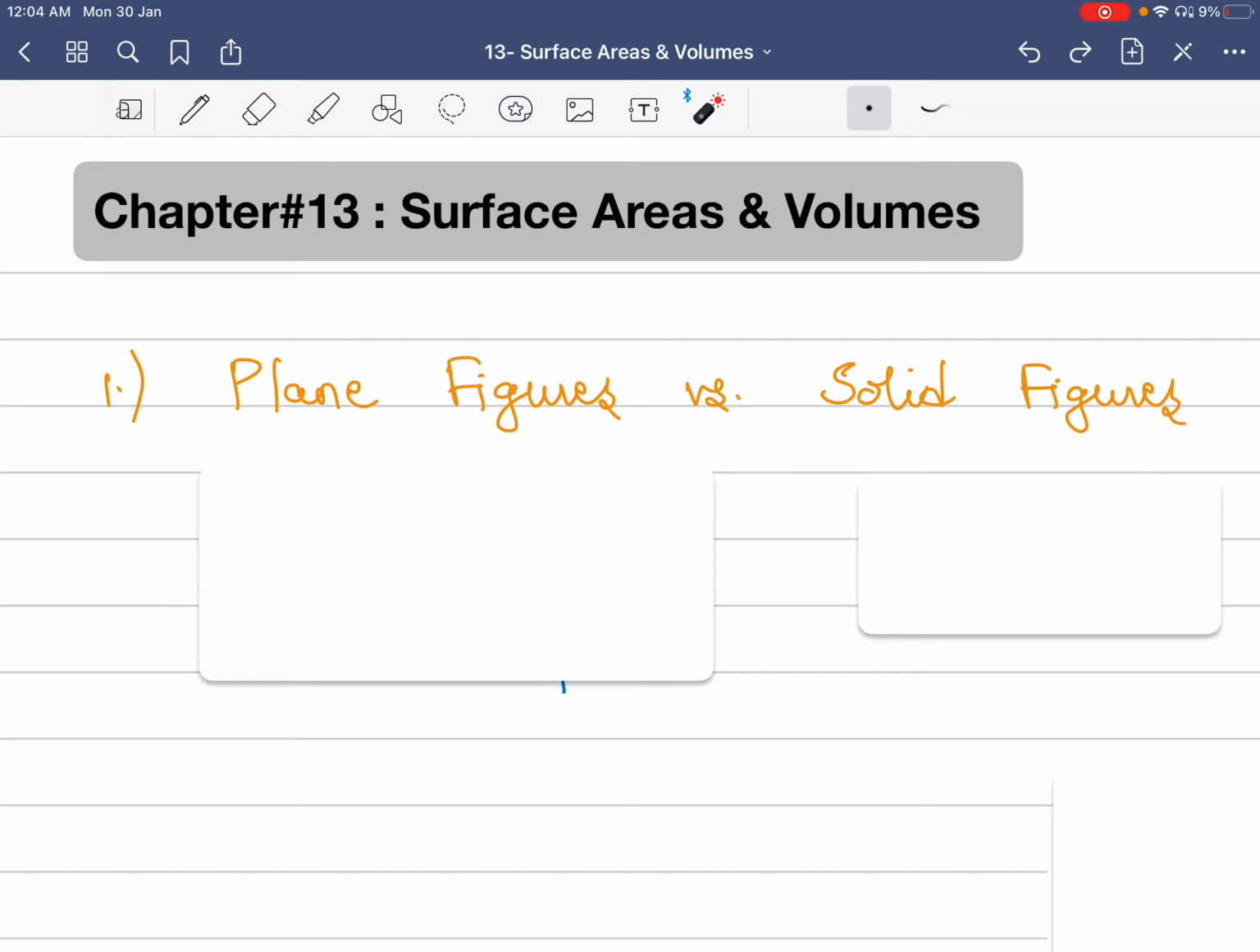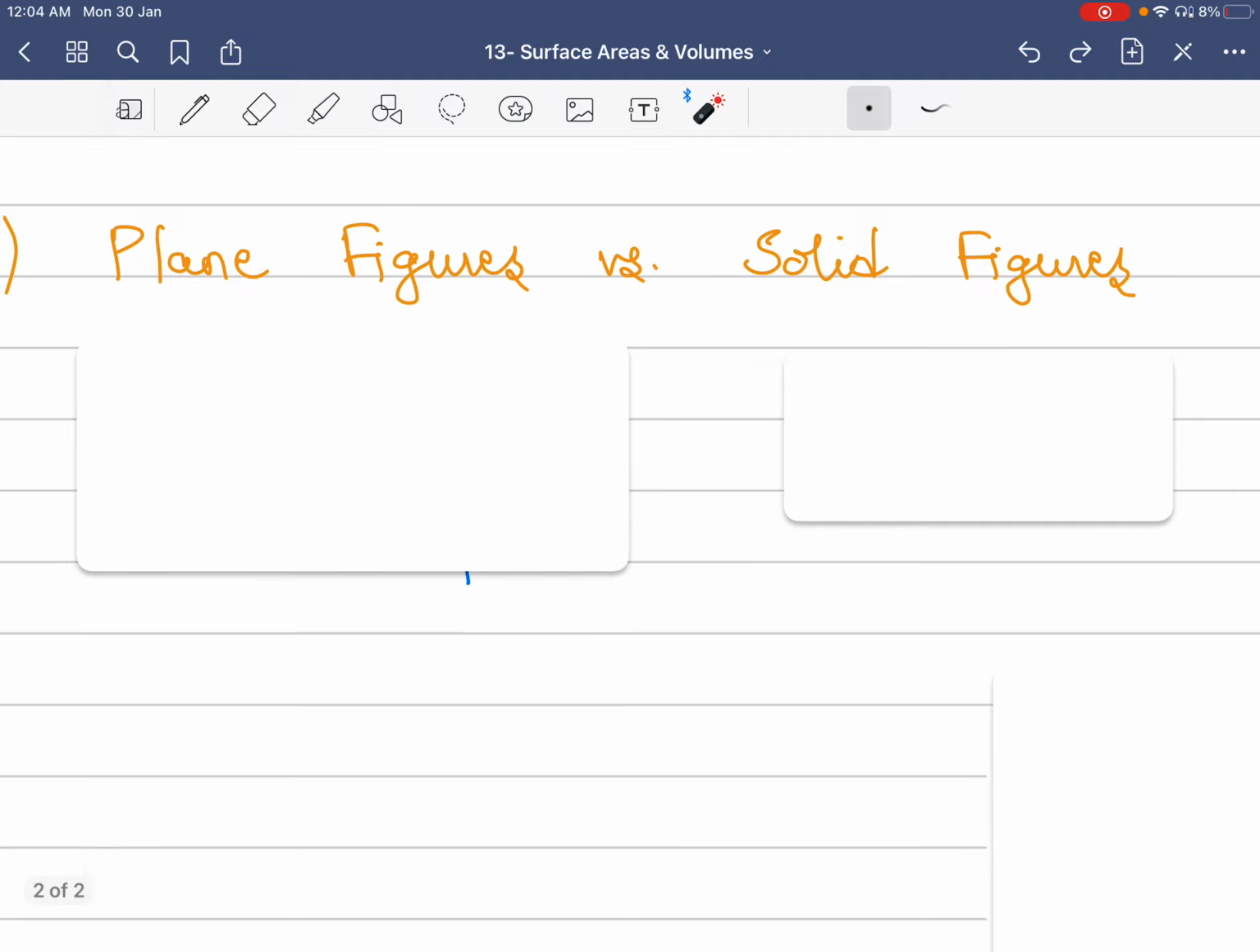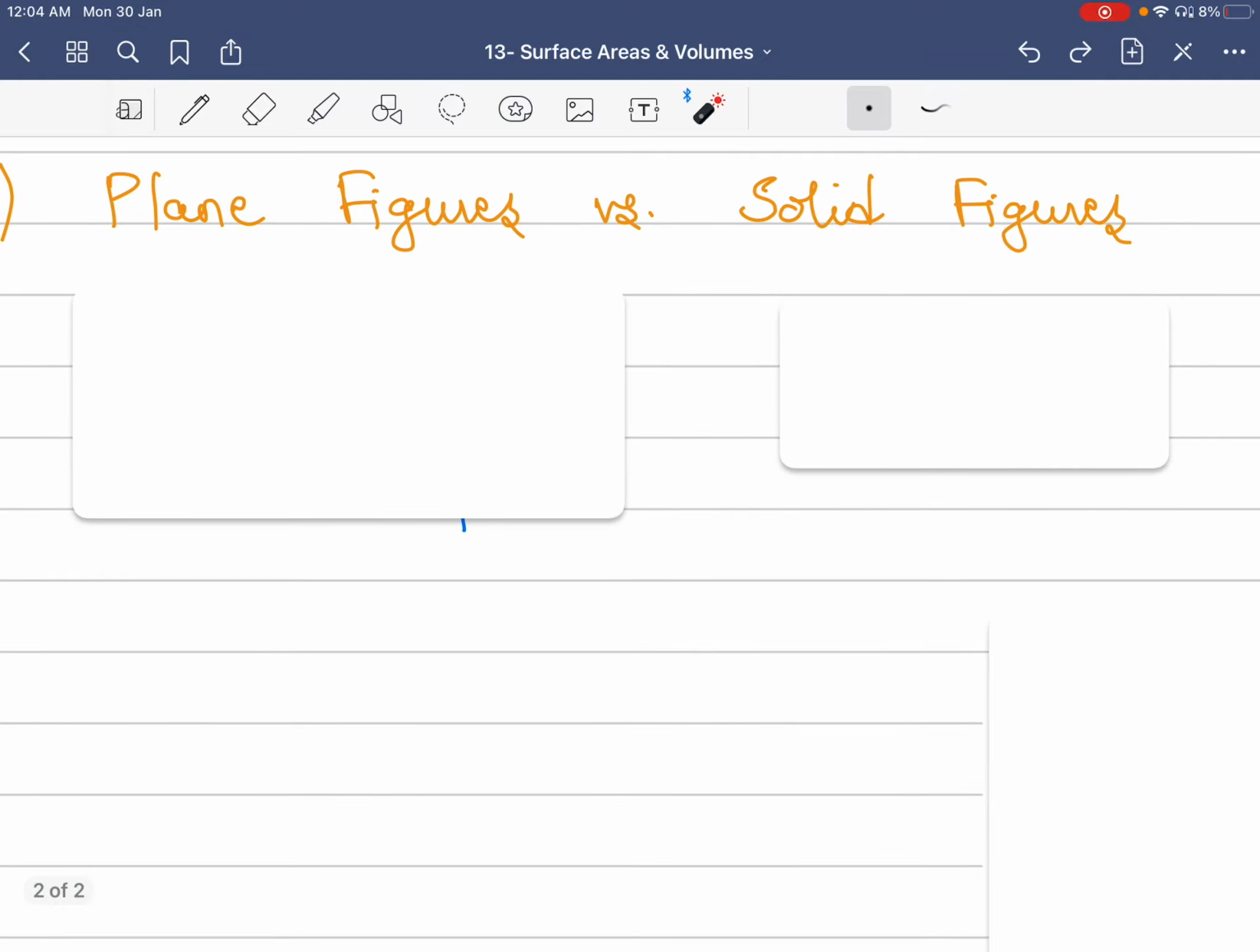Now all these figures of which we are going to discuss the surface areas and volumes are solid figures, unlike the plane figures that we have seen so far. So far in this entire curriculum of 9th standard, we have seen a lot of plane figures, and we have seen a lot of properties of plane figures. But now in this chapter of surface area and volumes, all we are going to see is solid figures. So first of all, quickly, let us see what is the difference between plane figures and solid figures.